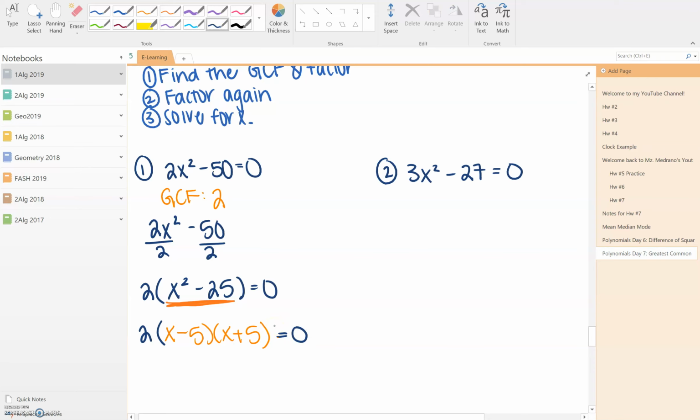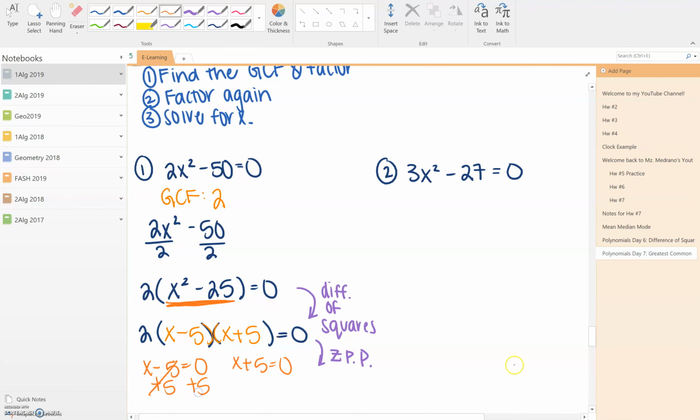Okay, and then the third step in those instructions tells us to solve for x. So now I'm going to use the zero product property. So from here to here, I used difference of squares. And now we're going to use the zero product property. That's what ZPP stands for. So x minus 5 equals 0, and then x plus 5 equals 0. Set each of those terms equal to 0.